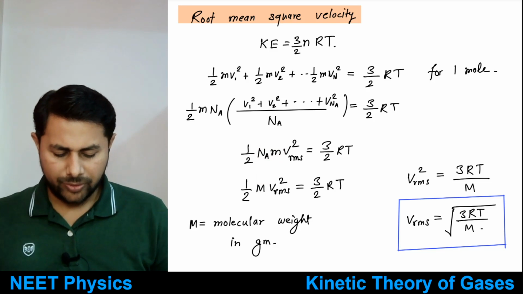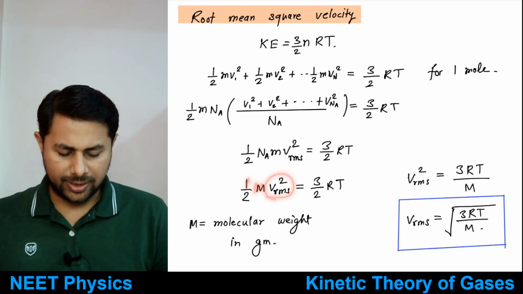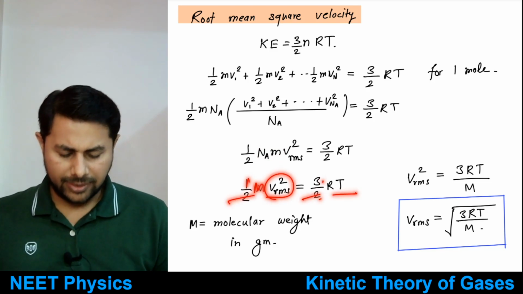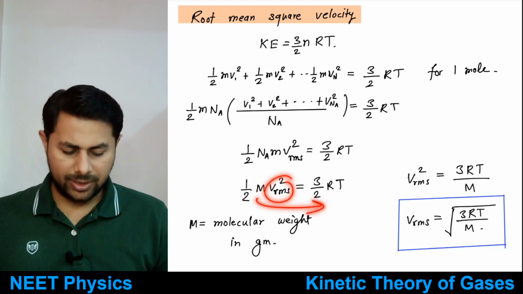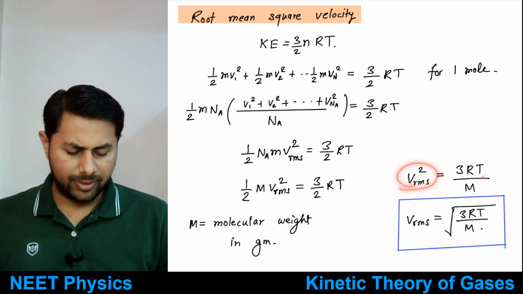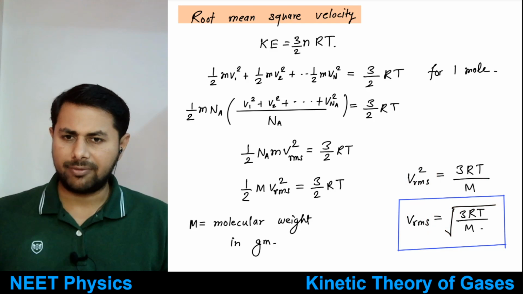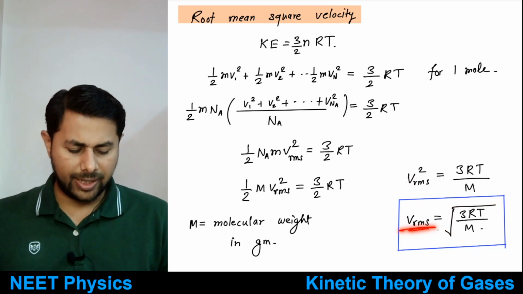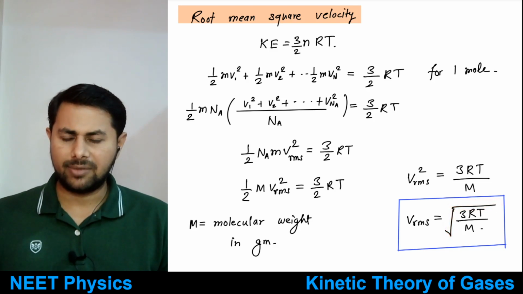Therefore you get half of capital M multiplied by VRMS square is 3 by 2 RT. You cancel out the 2 and 2 and move that M to the other side. So VRMS square is equal to 3RT upon M. So VRMS is the square root of 3RT divided by M. The root mean square velocity is just the square root of 3RT divided by M. Is this clear?